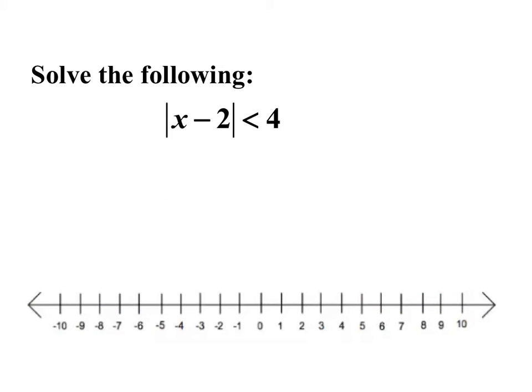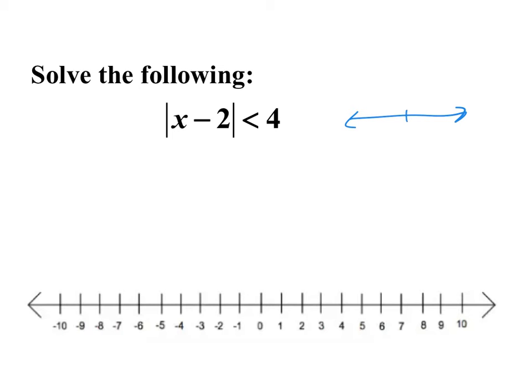Okay, in this absolute value inequality, you'll notice that the absolute value is isolated, so there's no initial step we have to do. So we're going to go ahead and rewrite this without the absolute value symbol. If you think of an expression whose absolute value is less than 4, let's just draw a little number line to help with our thinking.